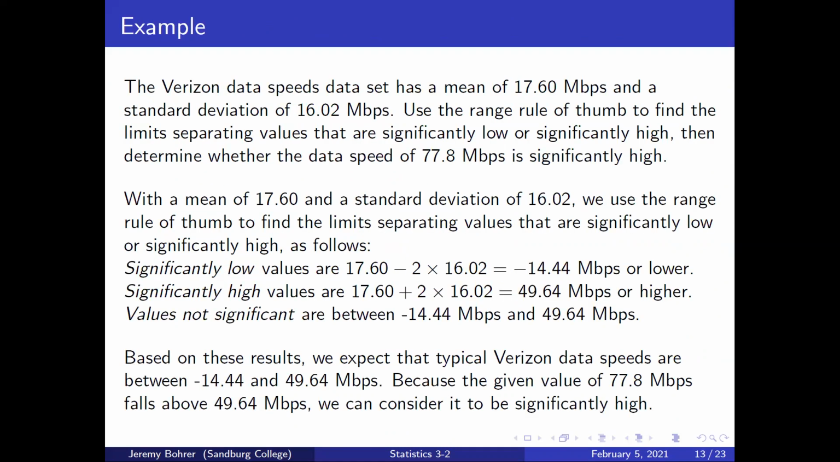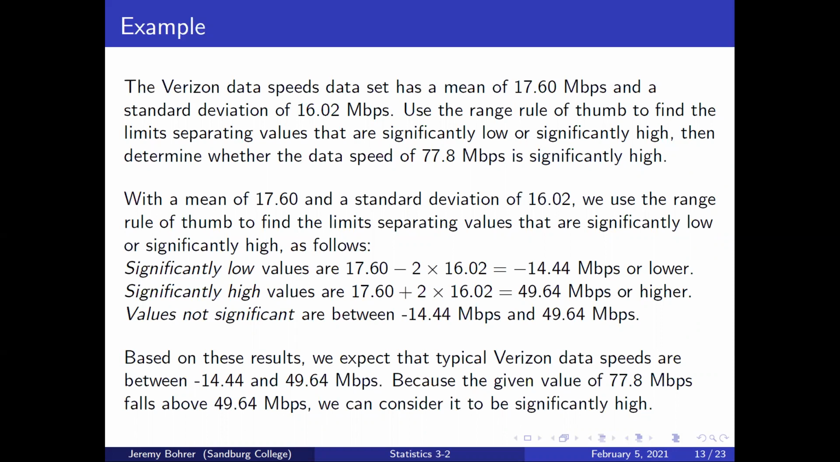For example, the Verizon data speed set has a mean of 17.60 megabits per second and a standard deviation of 16.02 megabits per second. Use the range rule of thumb to find the limits separating values that are significantly low or significantly high, then determine whether the data speed of 77.8 megabits per second is significantly high. With a mean of 17.60 and a standard deviation of 16.02, we use the range rule of thumb to find limits separating values that are significantly low or significantly high.